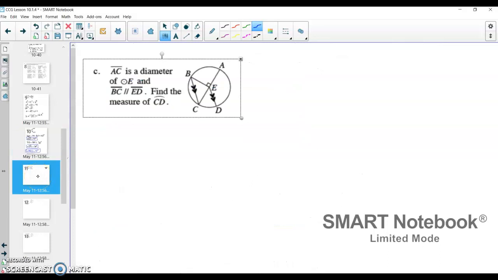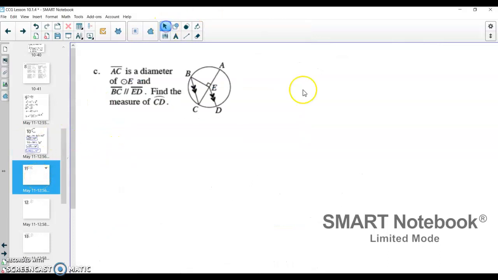All right. Next one here for C. It might take me more than one video here, but I do like to take my time on these ones because there's a lot that goes on. AC is a diameter of the circle E. And BC and ED are parallel to one another. It wants us to find the arc measure of CD.